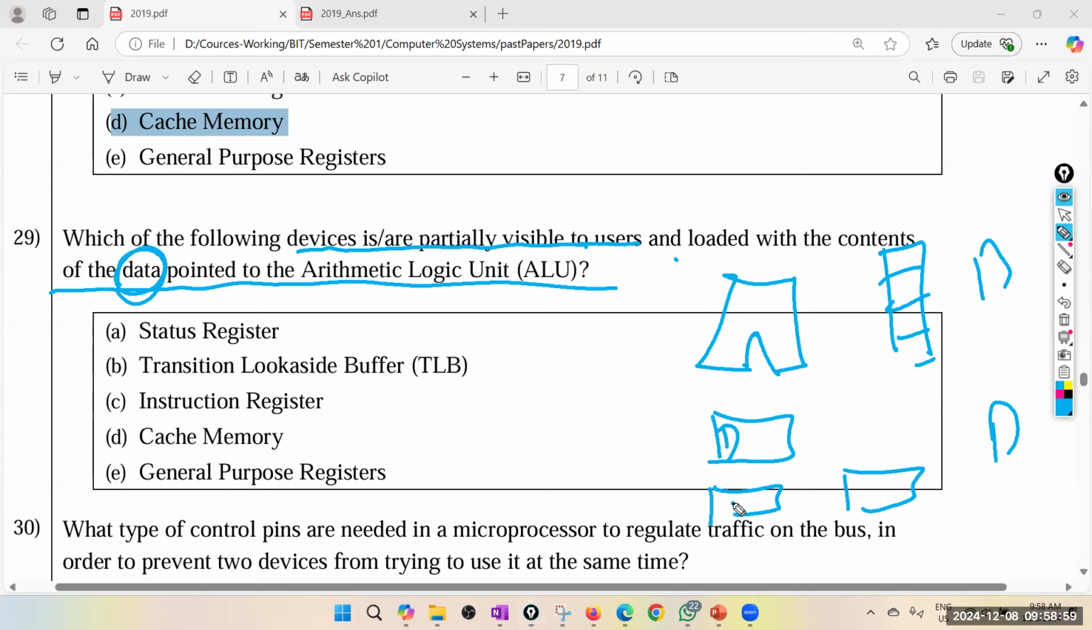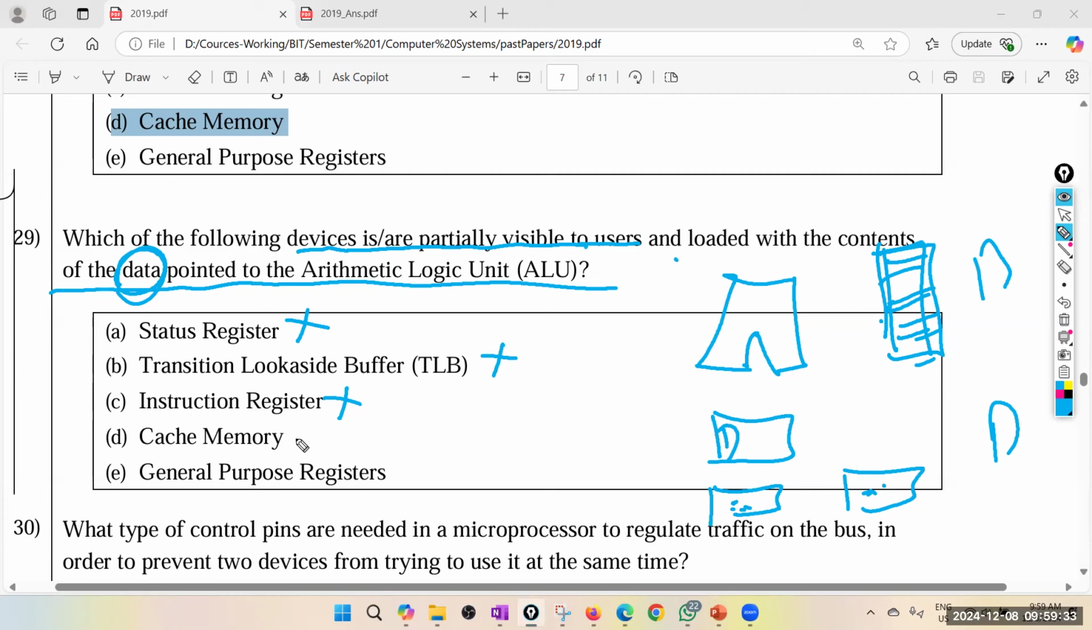Then it can't be the instruction register or program counter, because those have nothing to do with the data. So this data pointed to ALU, then data is more general purpose register stuff. Or indirectly data, the memory data buffer. But anyway, the memory data buffer is not there. Not the status register because it is not data. Not the translation lookaside buffer. Instruction register is more related to the instruction than the data.